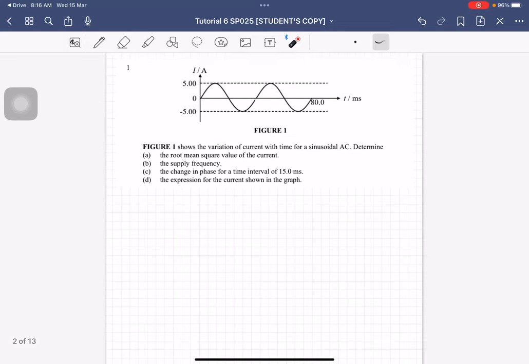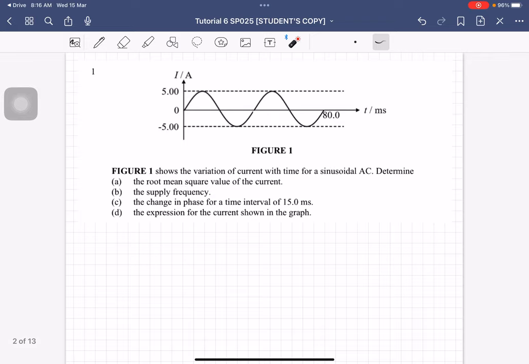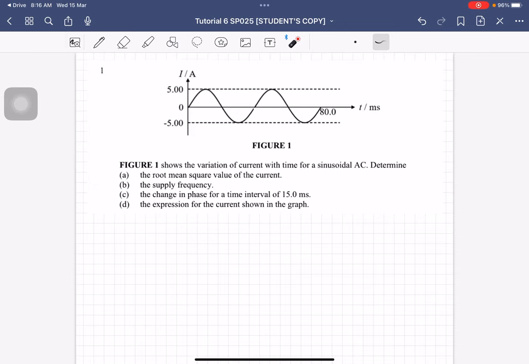Hello everybody, so today I will be explaining the tutorial questions for chapter 6. Right, so the first question, we have a graph of current against time. So this is a sinusoidal alternating current graph. What we need to do is determine the root mean square value of the current. But first, we are going to try to extract information that we can get from the graph.